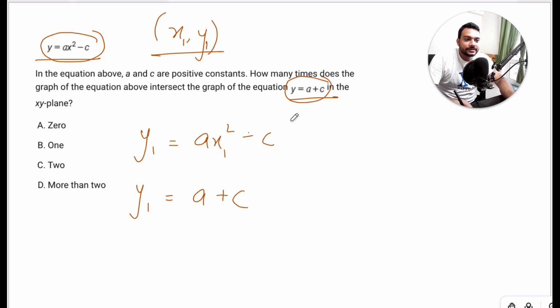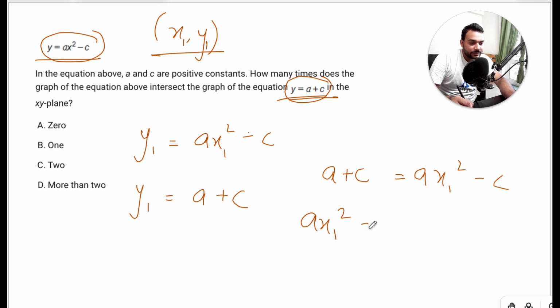Okay, so now if you look at the second equation, y is equal to a plus c, it does not have any x dependency. It's a straight line, whereas the first equation is a quadratic. So to check, let's equate. Both y1 would be the same, so a plus c is equal to ax1 squared minus c. ax1 squared is equal to a plus 2c.